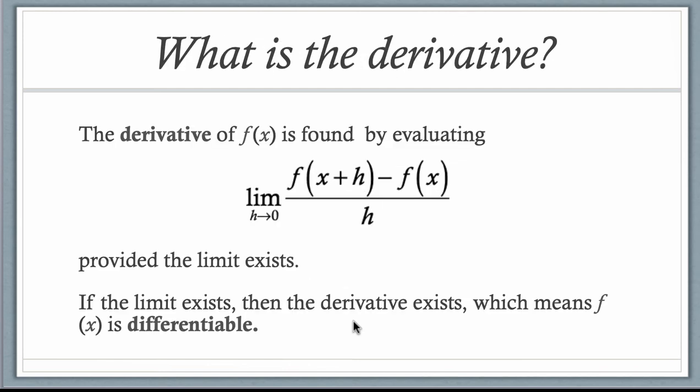Just to summarize what we talked about in this little intro video, what is the derivative? Well, the derivative is found by evaluating the limit of the difference quotient as h is approaching 0, provided that the limit exists. In another video, we're going to talk about what happens when there's a non-existence of the derivative. But if the derivative exists, that means that f of x is differentiable.